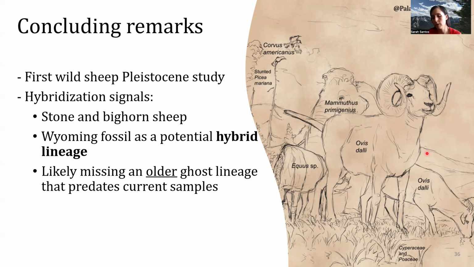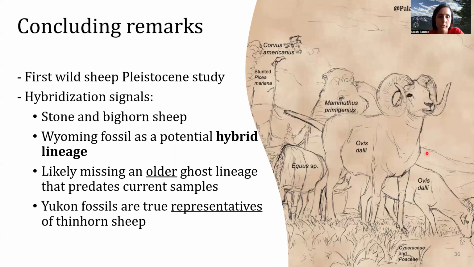We tried running models without the Wyoming sample, and the ghost lineage or lineages are still present. And what we expect is that the missing piece is older than all of these samples, and would explain, or better explain, the hybridization that happened between these species. And then the Yukon fossils are true representatives of Thinhorn sheep.